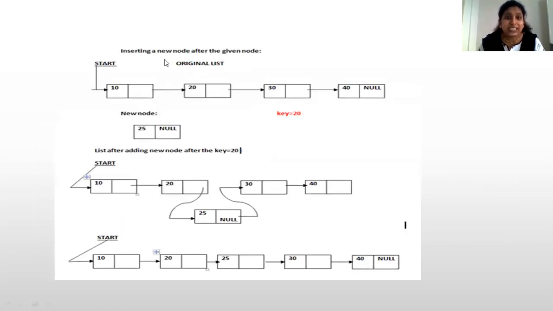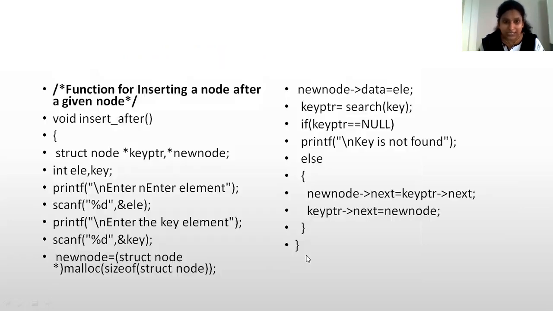Then coming to inserting a new node after a given node. Suppose this is your list, and you want to insert a new node after a given node. Suppose you have selected your key as 25 here, and you want to insert this key value in between 20 and 30. This means we are going to insert a new node 25 after this 20. Whenever you insert this new node after 20, your list will become like this, right?